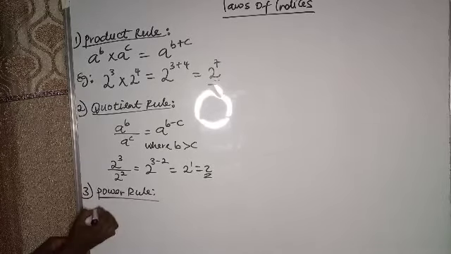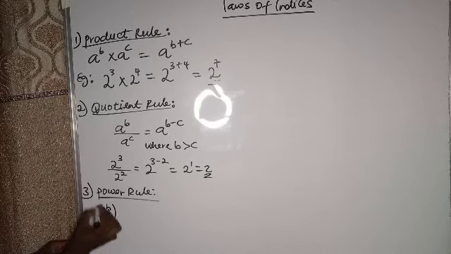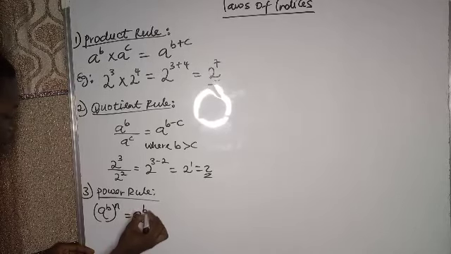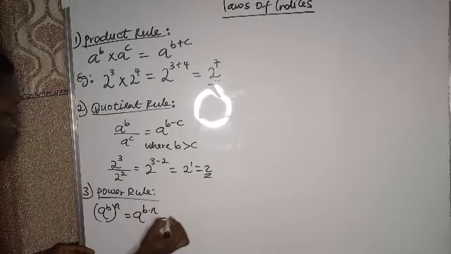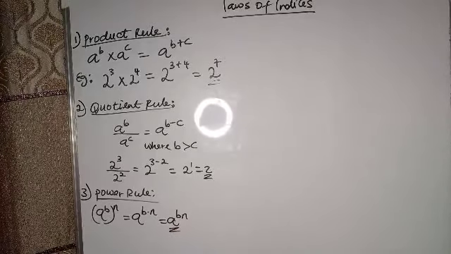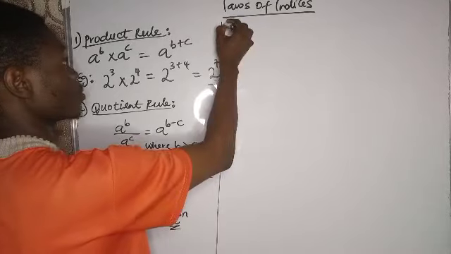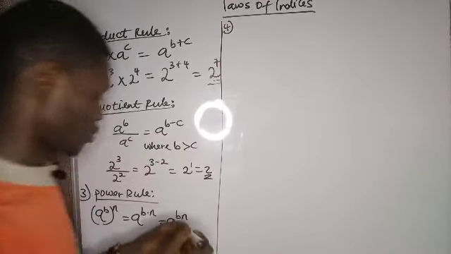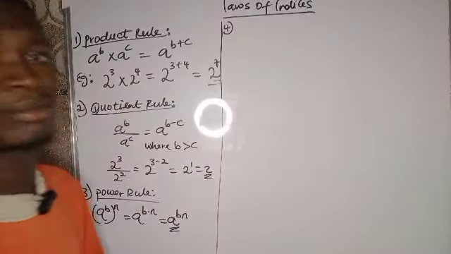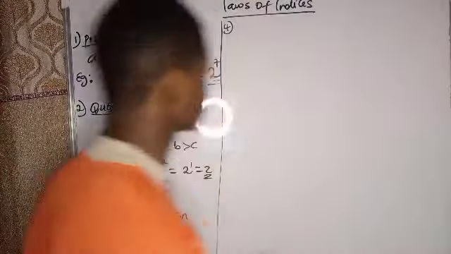So the third law, we have the power rule. The power rule is telling us that if you have a raised to the power of b, all raised to the power of n, this is a raised to the power of b times n, which is a raised to the power of bn. So that's the rule. Now the fourth rule, I don't want this video to be that long. That's why I'm not writing examples. But after this video, I'm going to solve many questions on it.